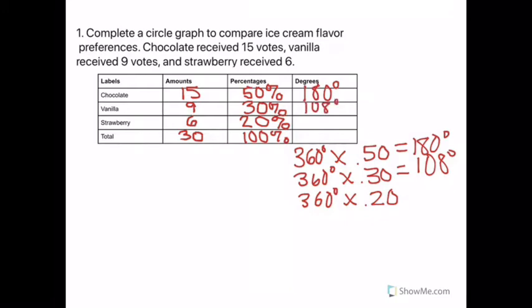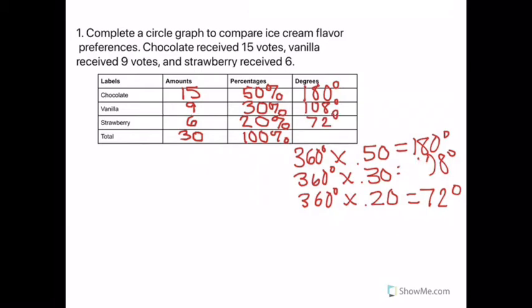And then lastly, 360 degrees times 0.20, or 0.2, is 72 degrees. Time for a quick check. Did we do this correctly?